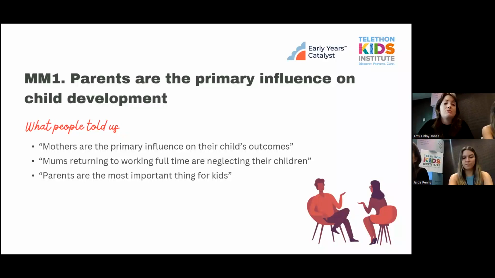When they were describing this mental model, people told us mainly about the role of mothers in their child's development. Again, may not be much of a surprise. And they told us that, well, mothers are the primary influence on their child's outcomes. Mums returning to working full time and neglecting their children, and parents are the most important thing for kids. And this is a message that they also receive from a lot of the parenting sector a lot of the time.